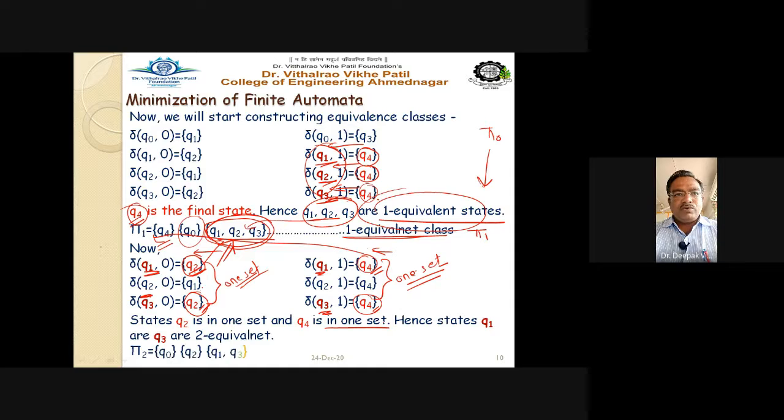Therefore, pi 2 equals Q0. So Q0 is as it is here. Then Q4 is as it is. Q1 and Q3 we have written together as one two-equivalent, and Q4 is now separated out. So this is called the two equivalent class, right? Getting this point or not?